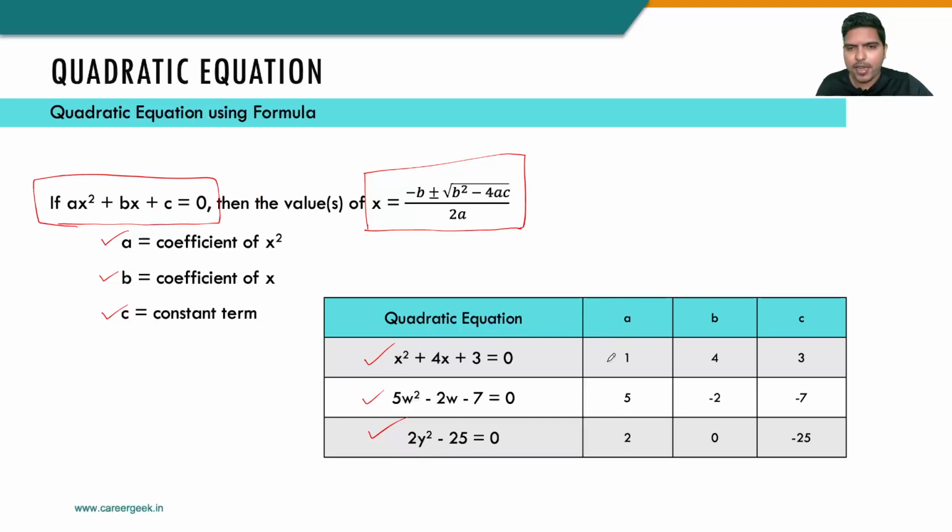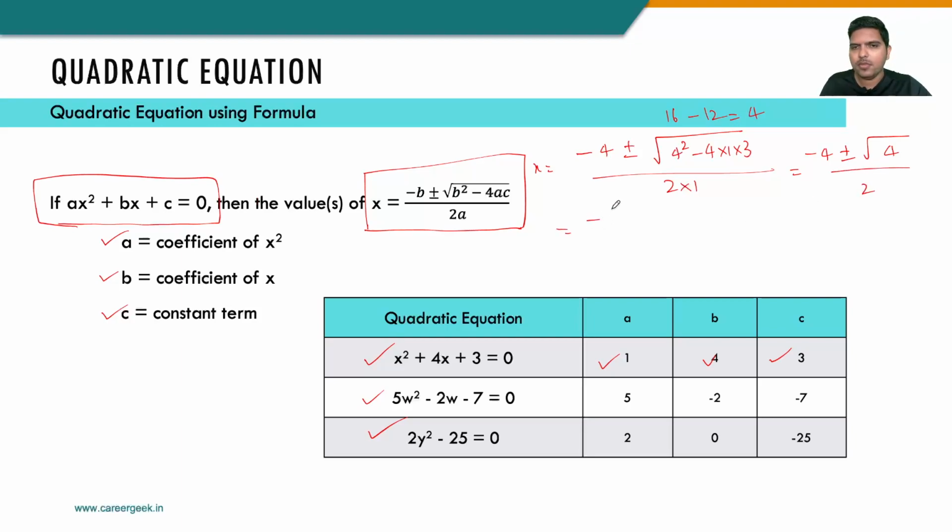Let's say a is 1, b is 4, and c is 3. The values of x will be negative b plus or minus under root b square minus 4 into a into c, upon 2 into a. So negative 4 plus or minus, we have 4 square is 16, minus 12, which is equal to 4, right? Upon 2. So negative 4 plus or minus 2 upon 2.